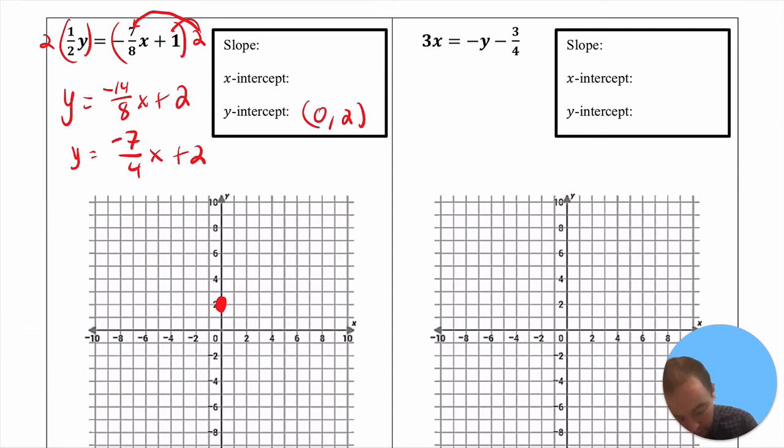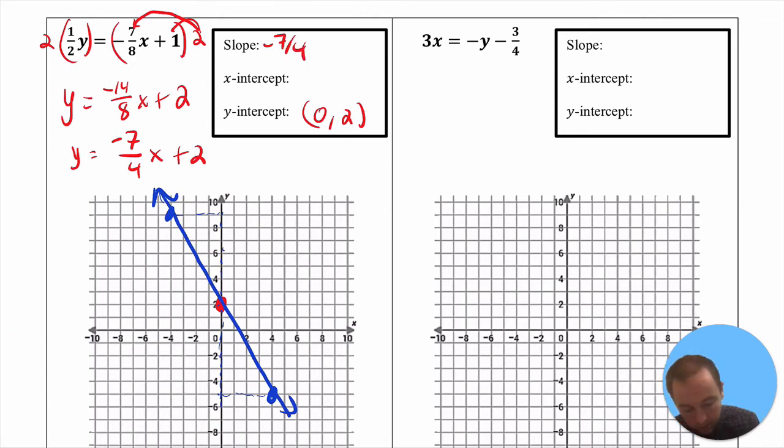And then it does have a slope of negative 7/4, so if you go down 7 and then over 4, you're going to land there. And then if I go backwards, 7 and over 4, it'll land there. So that's going to give you a sketch of what the line is going to look like there. I should note the slope as being negative 7/4.